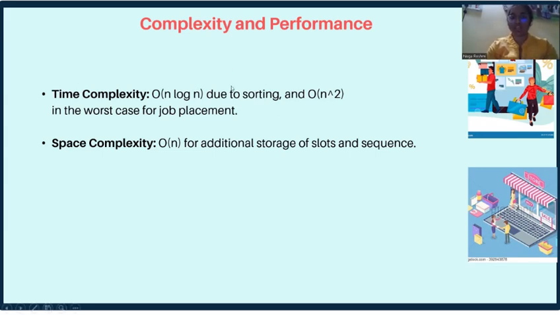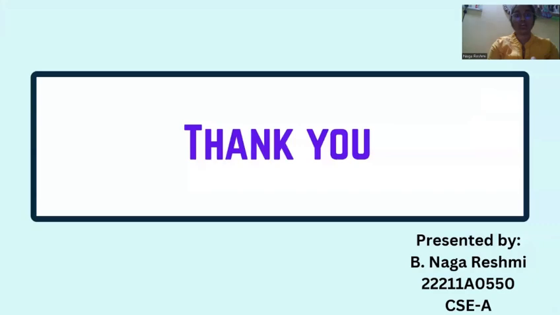The time complexity is O of n log n. In the worst case, it is O of n square, and space complexity is O of n. That's the complexity and performance of this algorithm. That's it about job sequencing with deadlines.